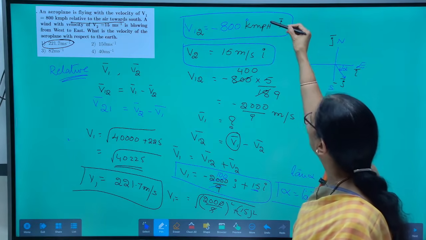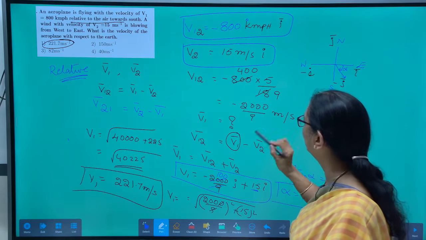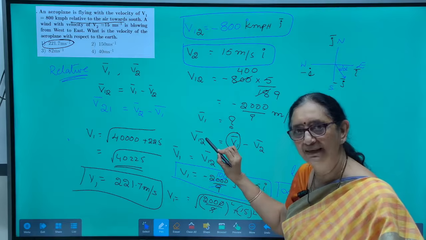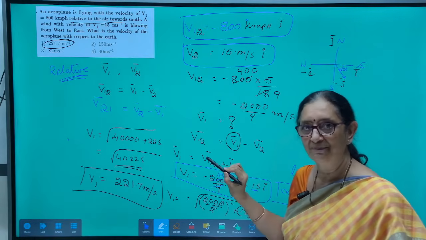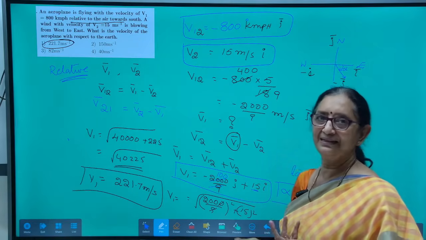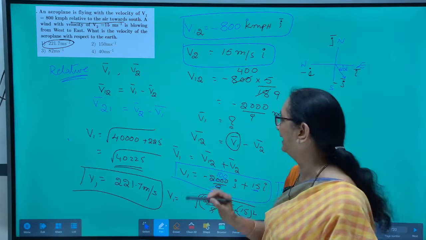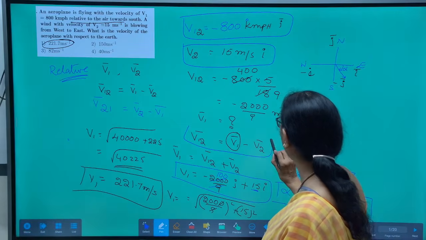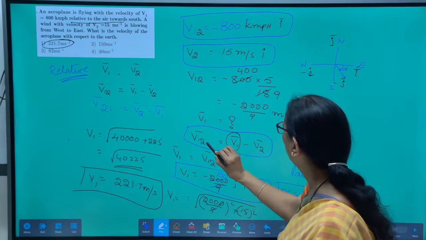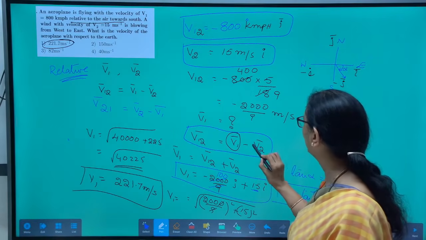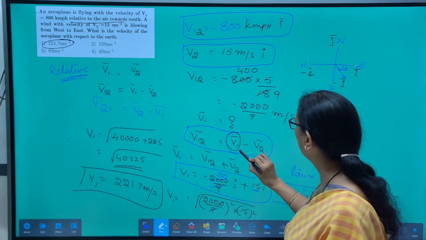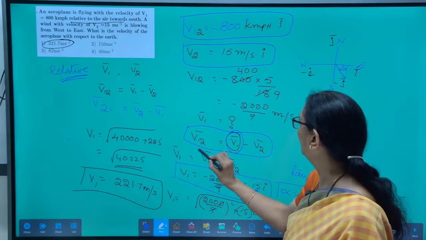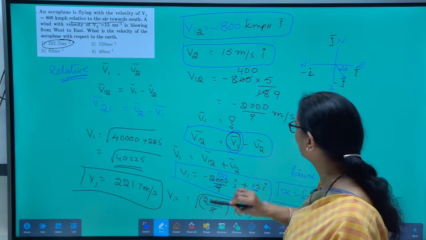So, we converted this into meter per second. You are asked to find the velocity of the aeroplane with respect to the ground, or with respect to the earth. That is nothing but the absolute velocity of the aeroplane, V1 bar. Relative velocity of 1 with respect to 2, V12 bar, is V1 bar minus V2 bar. Here V1 bar is the absolute velocity of the plane, which is what is asked in the problem. So V1 bar is V12 plus V2.